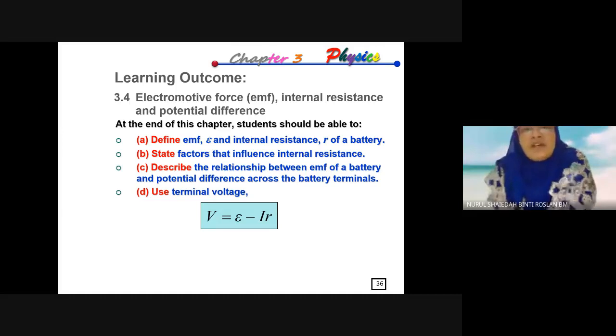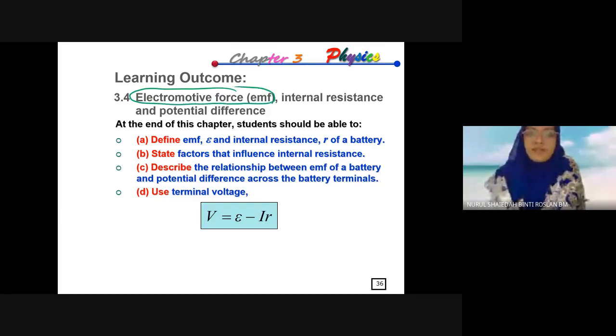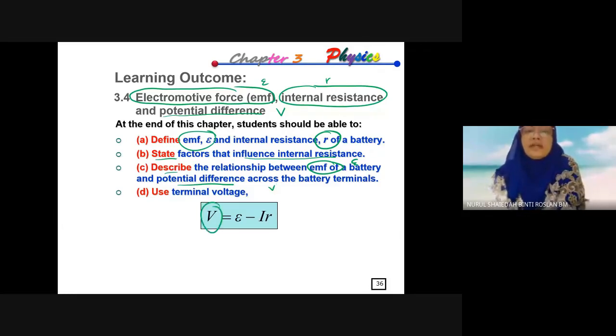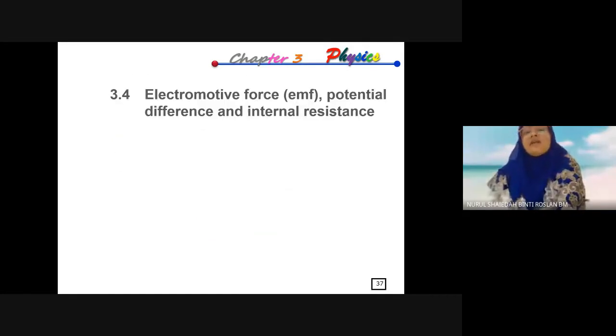Okay. Alright, masuk kepada 3.4 iaitu electromotive force, EMF, internal resistance. Ni simbol dia EMF, ini R kecil, and then potential difference V. So you need to define EMF, internal resistance. State the factor that influence internal resistance. Describe the relationship antara EMF of battery dengan potential difference. So you kena tahu beza EMF dengan V. And then use terminal voltage V equals to EMF minus IR. So itu benda yang you kena tahulah.